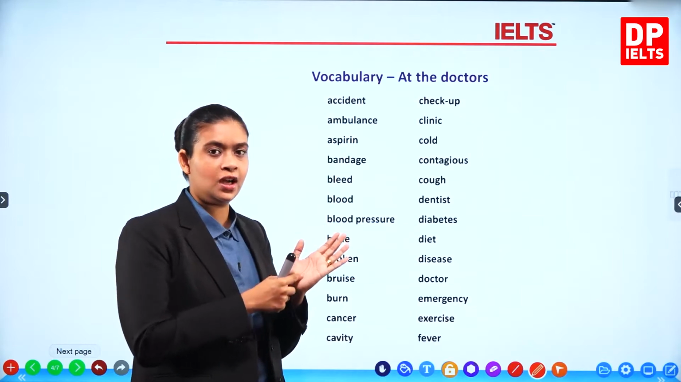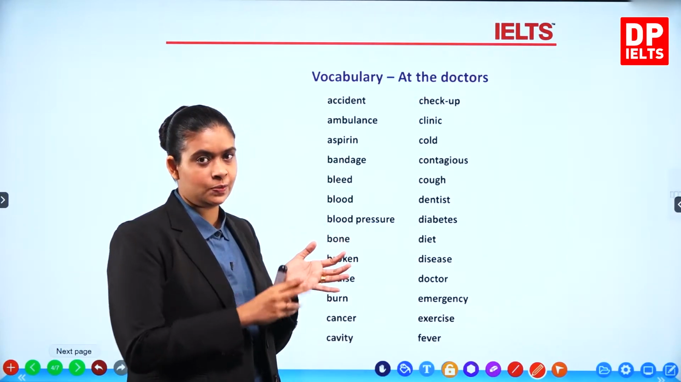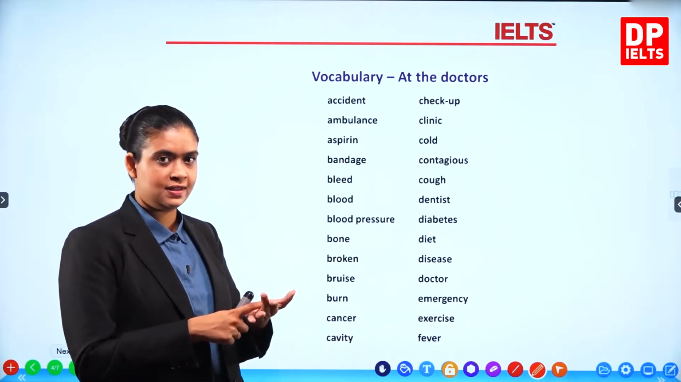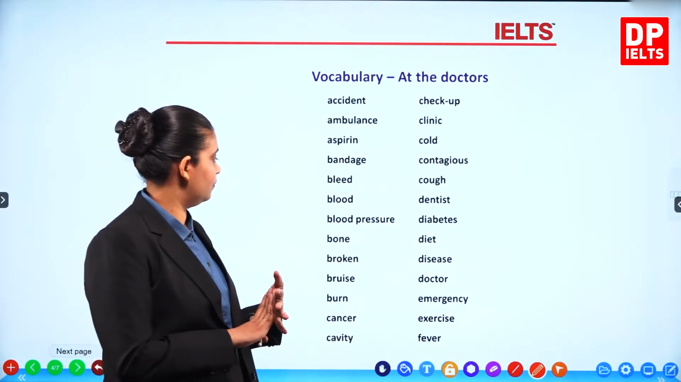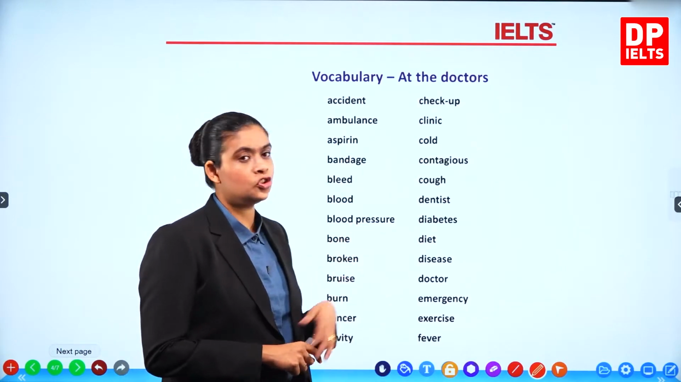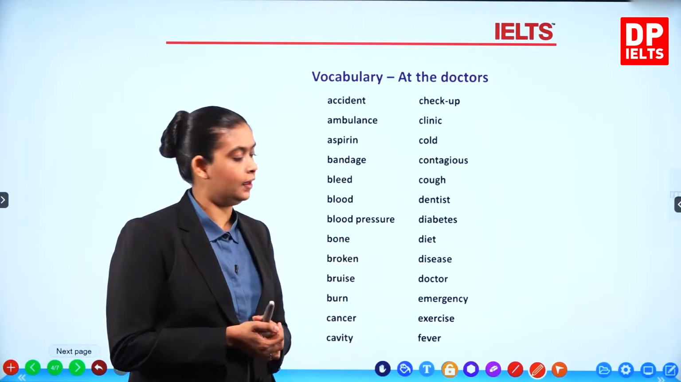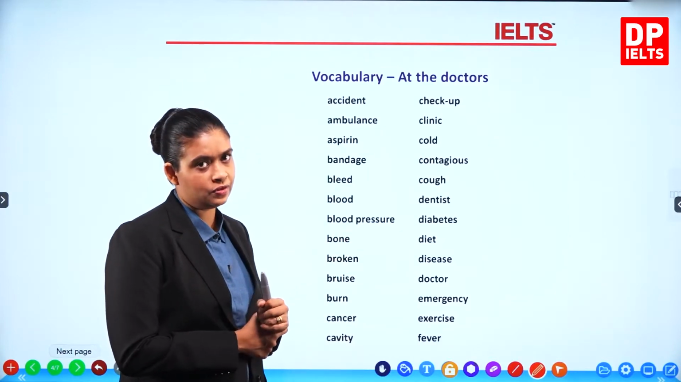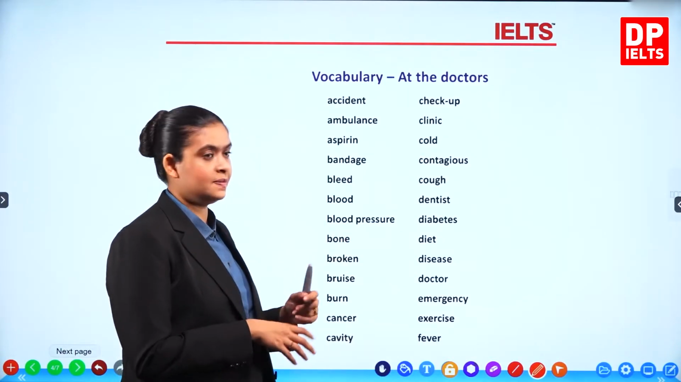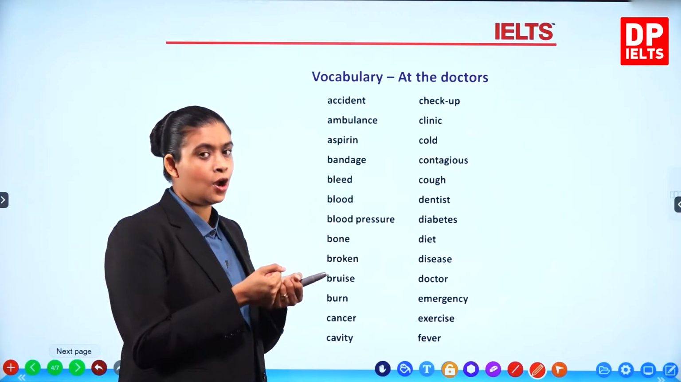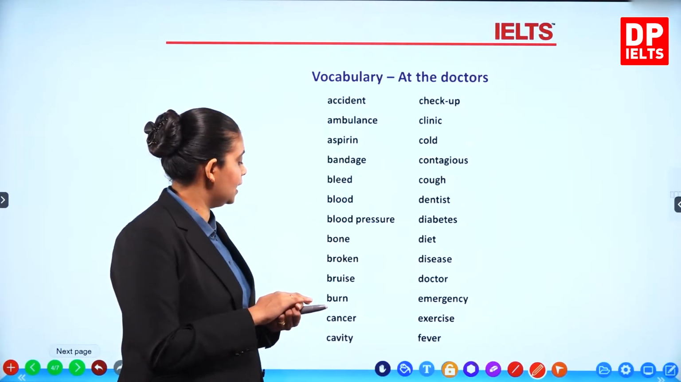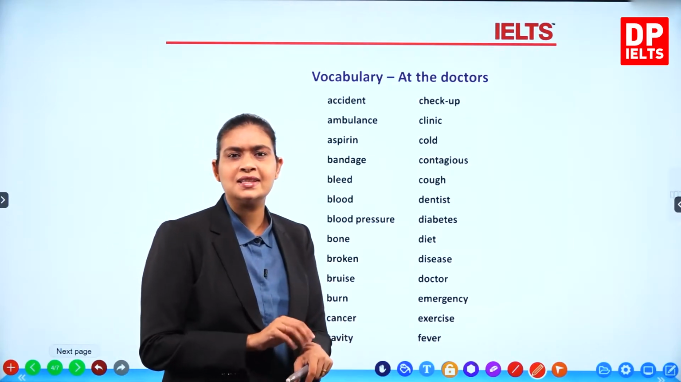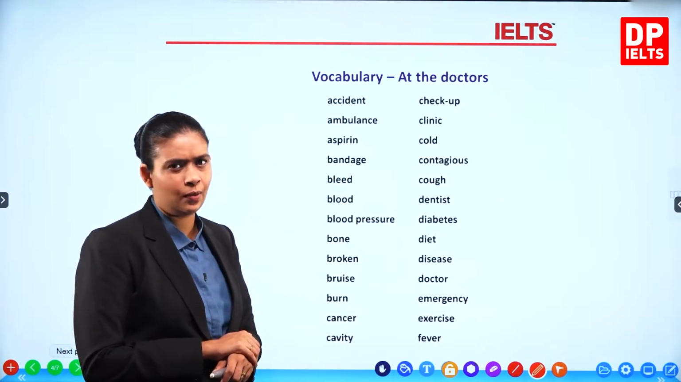Bleed is when you cut yourself and the blood is pouring out. Blood is the red colored thing that runs inside your body, right? Blood pressure is the pressure, okay? Bone, we are usually made from bones, right? Broken is basically it breaks. Bruise is when you knock somewhere and then your hand turns a bluish reddish color, okay?